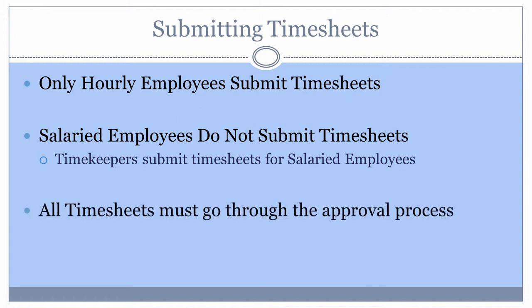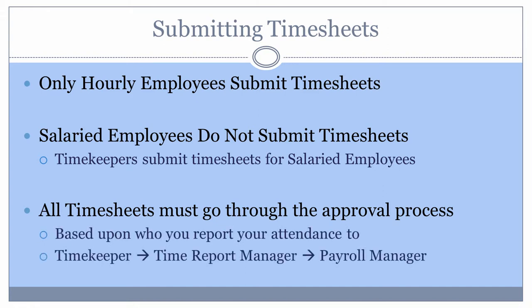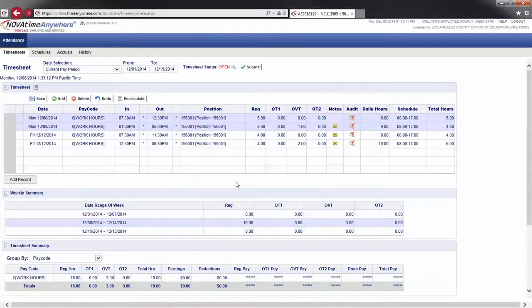All timesheets are reviewed and approved through an approval process based upon who you report your attendance to. After submitting your timesheet, it is first viewed and approved by your timekeeper, then your time report manager, and finally a payroll manager, where it is processed for payroll. Submitting timesheets is a very simple process.